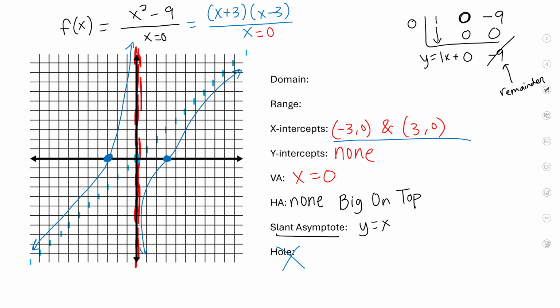So my domain, I know I can't be 0 because I have a vertical asymptote there. Your range is all real numbers. It goes forever down and forever up.